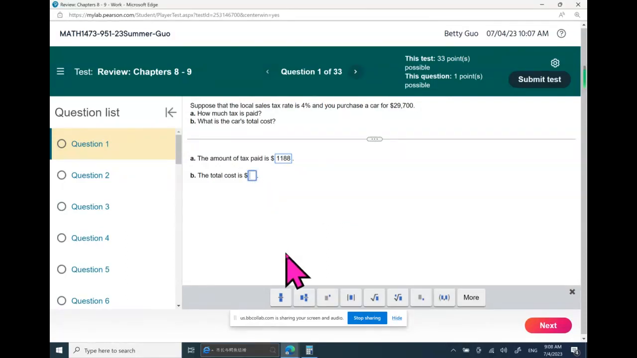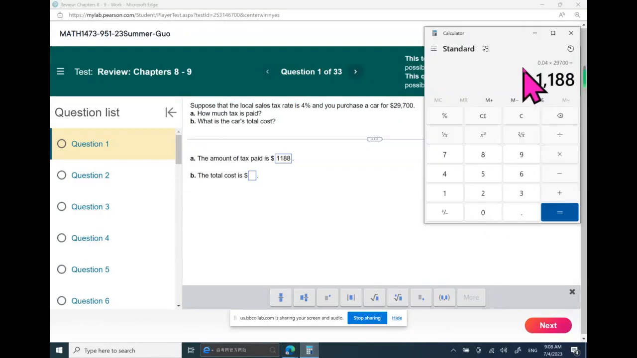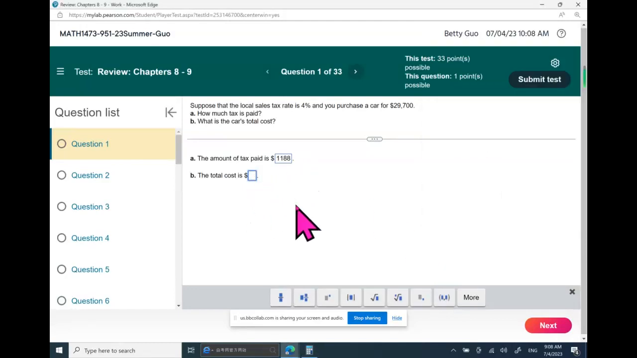Part B, the total cost of purchasing the car. Not only do you have to pay the dealer, you also have to pay the government. So we are going to add the tax amount to the price of the car to have the total cost of purchasing the car. This is the tax, right? We're going to add that on top of $29,700. The sum is $30,888. That's the first question.